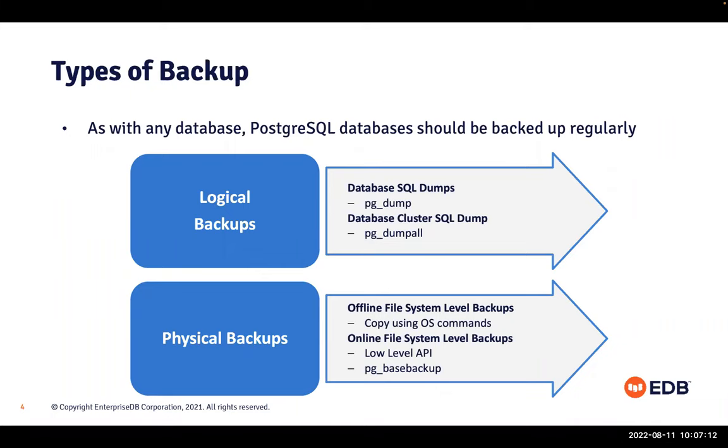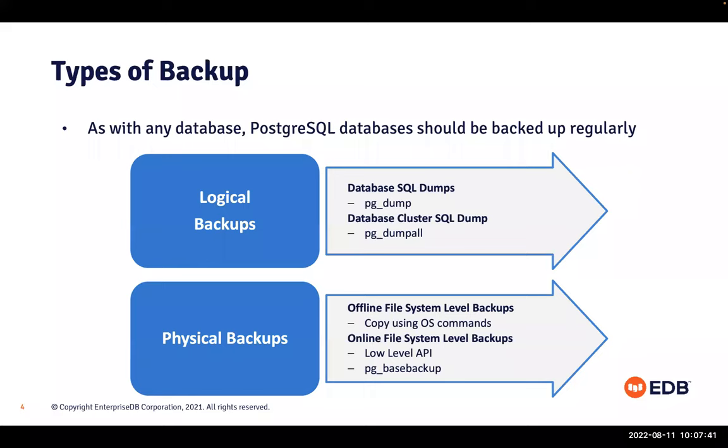Then we have physical backups. Physical backups are nothing but file level backups. In databases, we know that the files are stored on a disk. So for PostgreSQL, one of the major parts is your files: the data files and tablespaces, and all these files are available in the data directory. When I take the physical backup of my data directory, it can be taken in two ways.